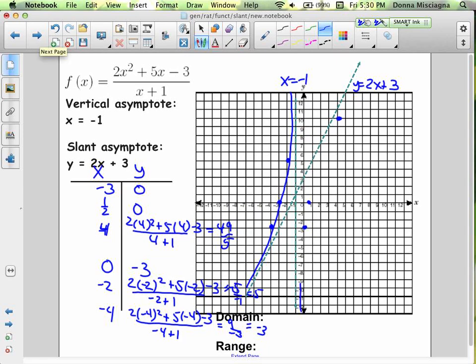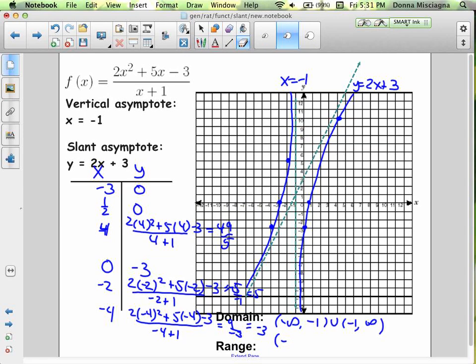All right, so again, we're going to go through those points, not cross those 2 asymptotes. All right, domain, just take out that vertical asymptote: negative infinity to negative 1, and negative 1 to infinity. And notice that range is negative infinity to infinity. Function is reaching nice and high, so negative infinity to infinity.